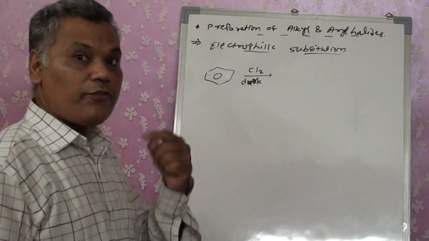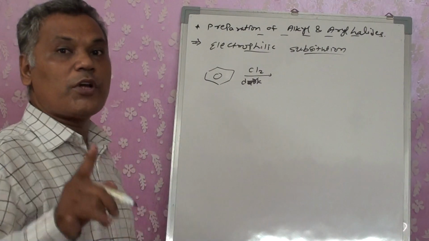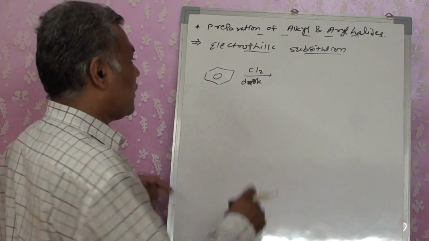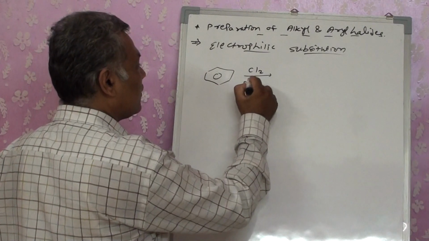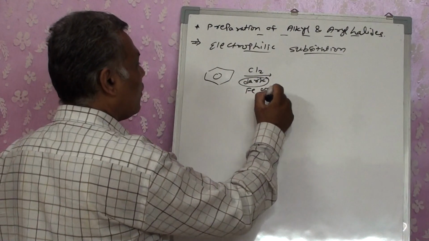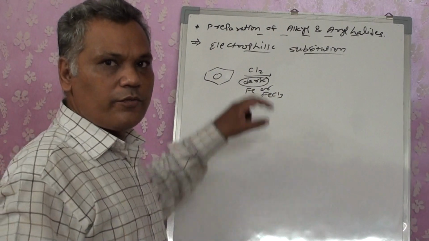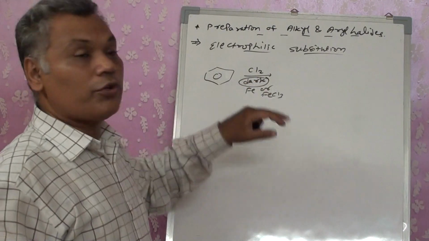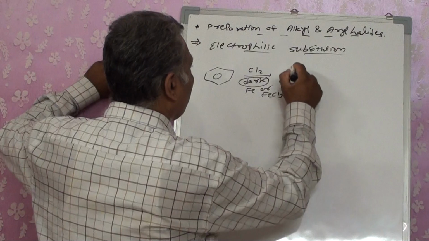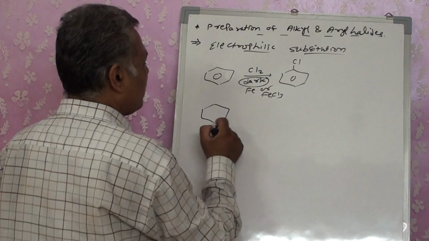See, in the previous reaction, we replaced the hydrogen in sunlight. That means for aliphatic, sunlight is a must. For aromatic, dark condition is required. In place of dark, you can also use Fe or FeCl3. You can use either of the reagents, but it should not be in the presence of sunlight. The product you are going to get is chlorobenzene, right? It can be as given in your textbook.